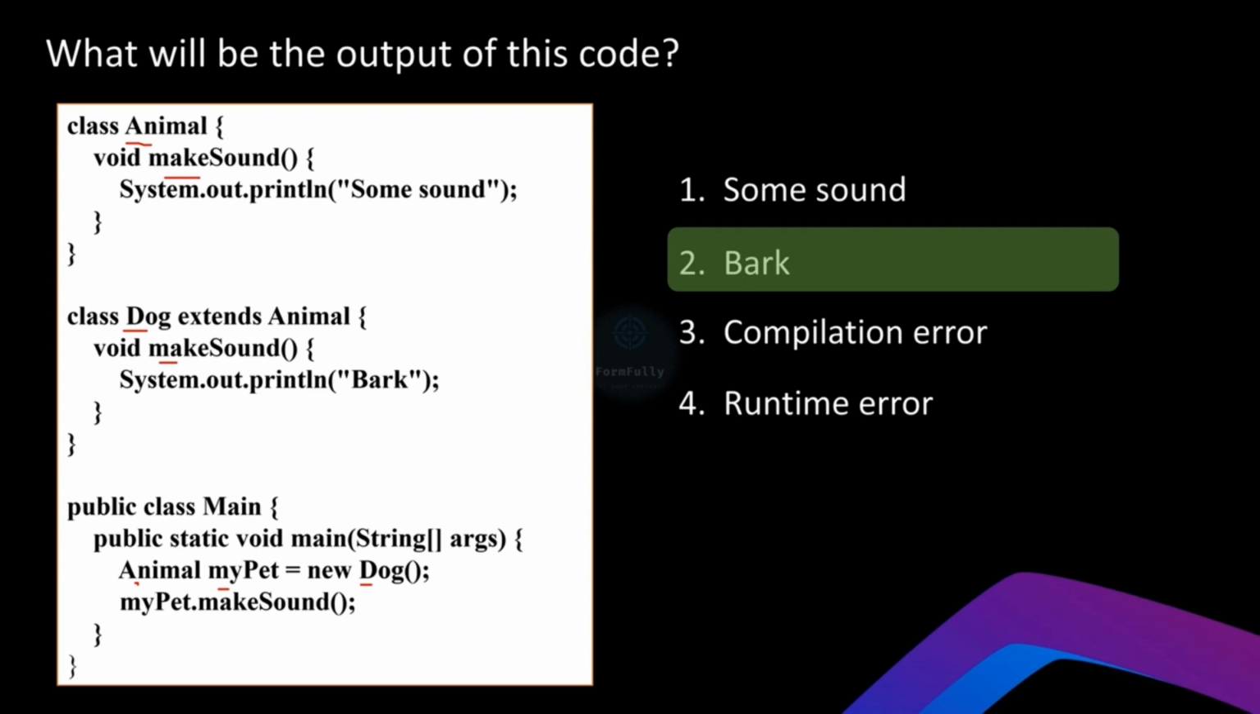When you call myPet.makeSound, it calls the makeSound method of the actual object type, which is Dog, right? So it will print bark. Option A is incorrect because the method is overridden in the Dog class, and the subclass version of the method is called when you have an object of the subclass. Option 3 is incorrect because there is no compilation error in the code. And option 4 is incorrect because there won't be a runtime error, because method overriding in Java is a standard practice and does not result in a runtime error when done correctly. Okay, so option 2 is correct.